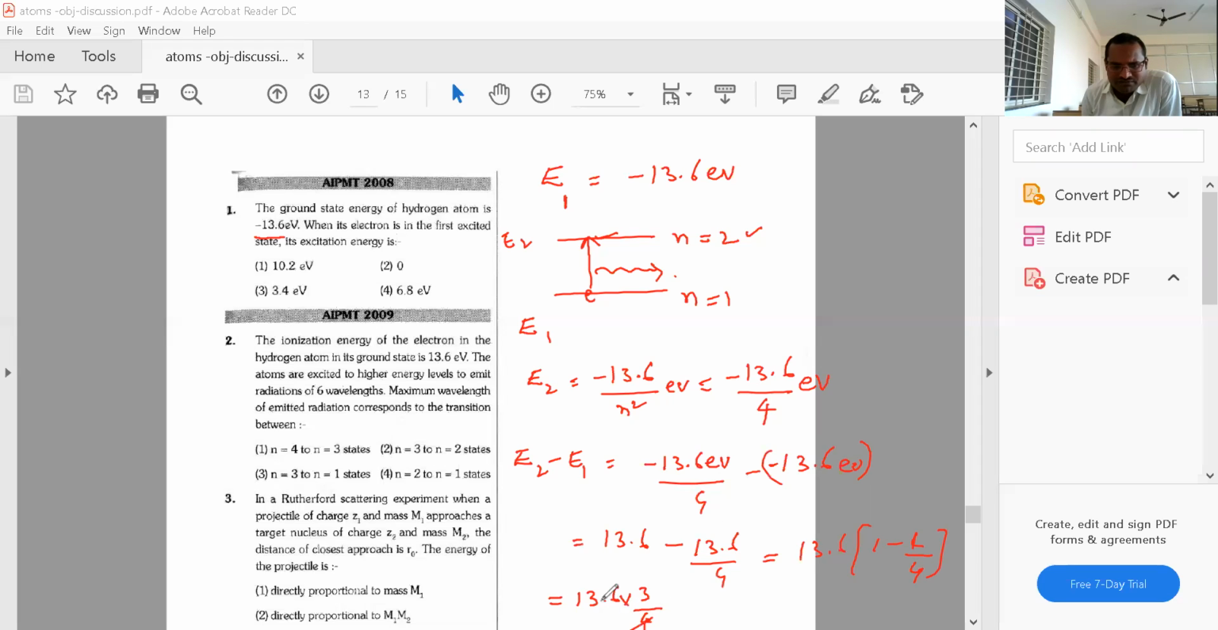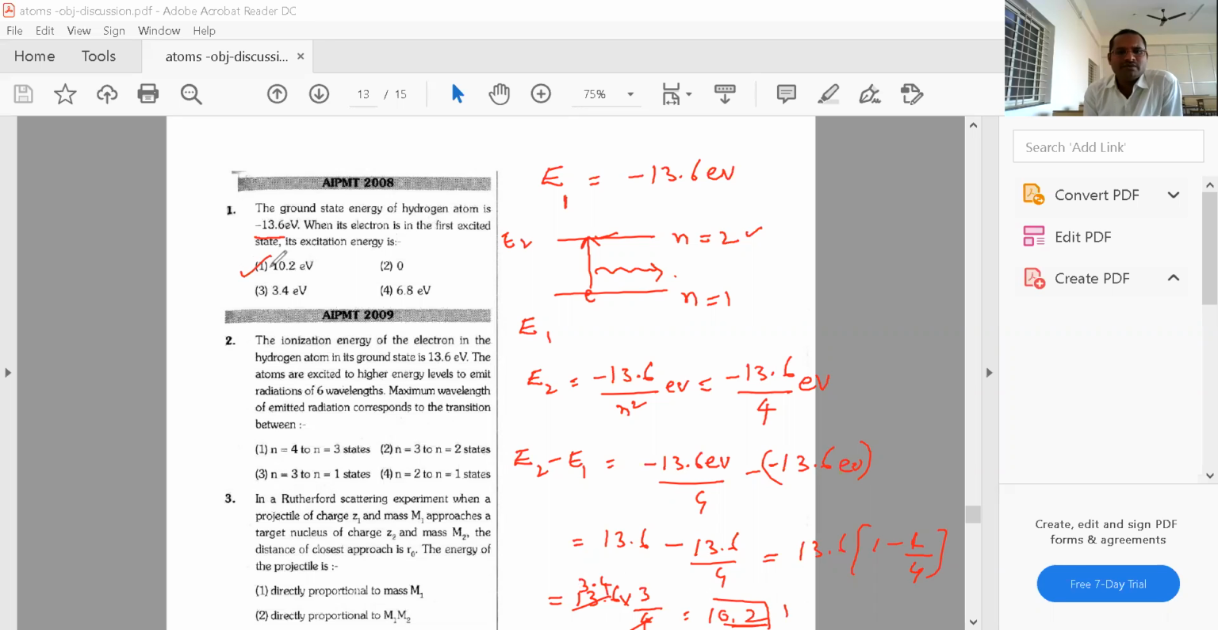4 ones are 4, 4 threes are 12, 4 fours are 16. So 3.4 into 3. What will you get? 3 fours are 12, 3 threes are 9, plus 1, that is 10. So 10.2 electron volt. Option 1 is the right answer.